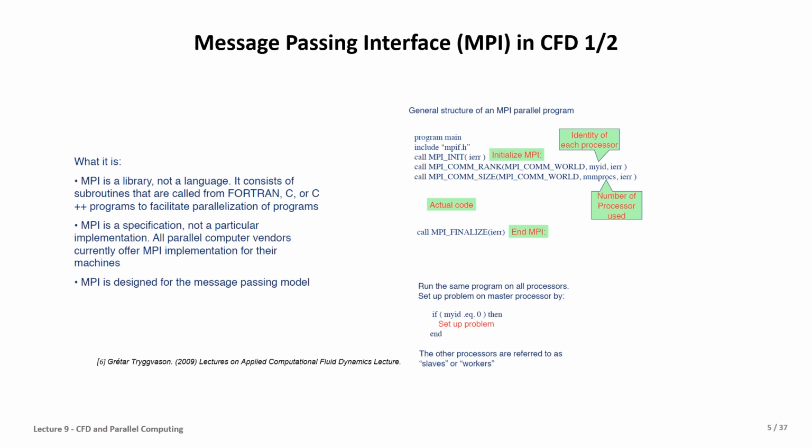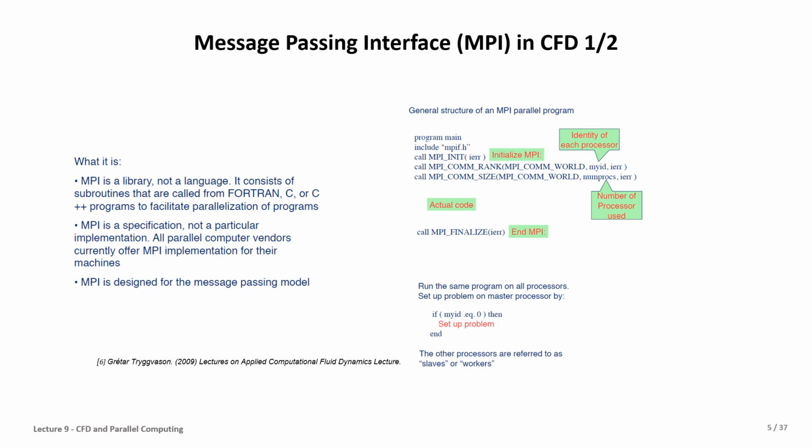Here is a recap for MPI. We had a lecture for it in the first part of the course. As we know, MPI is a library, not a language. It consists of subroutines that are called from Fortran, C or C++ programs to facilitate parallelization of programs. MPI is a specification, not a particular implementation. All parallel computer vendors currently offer an MPI implementation for their machines. MPI is designed for the message passing model.